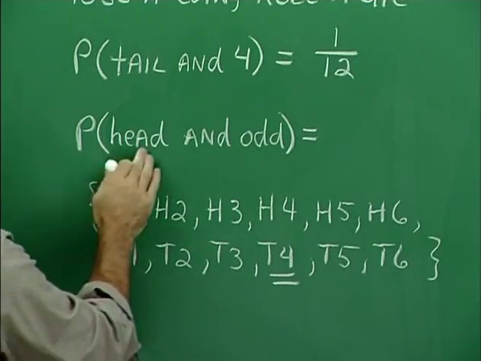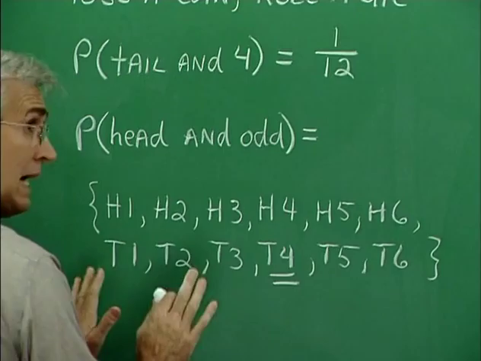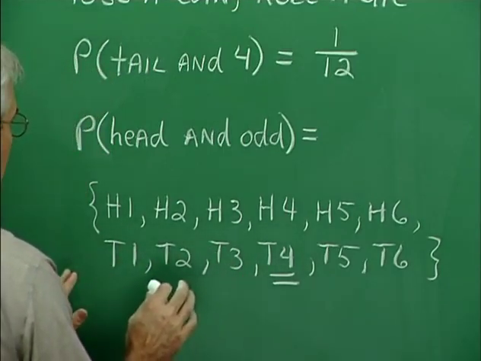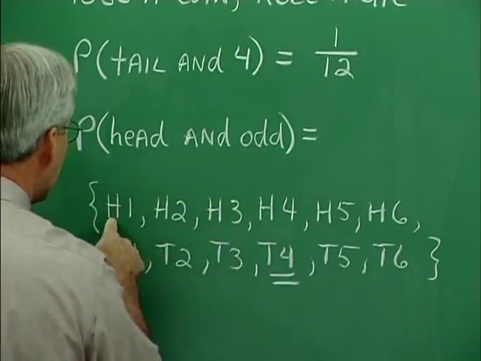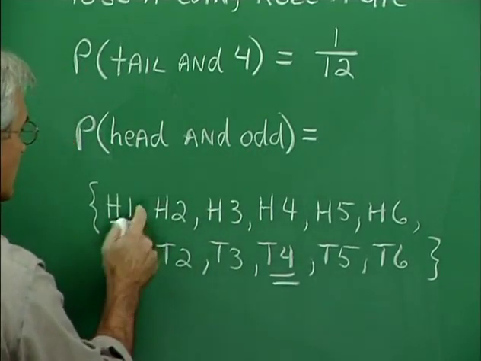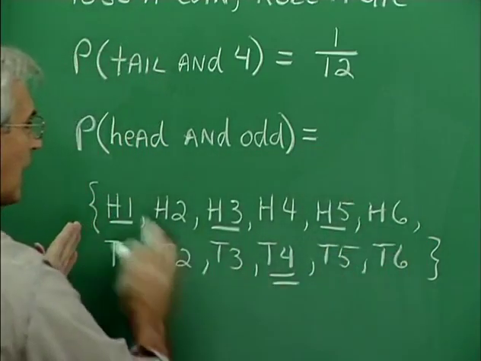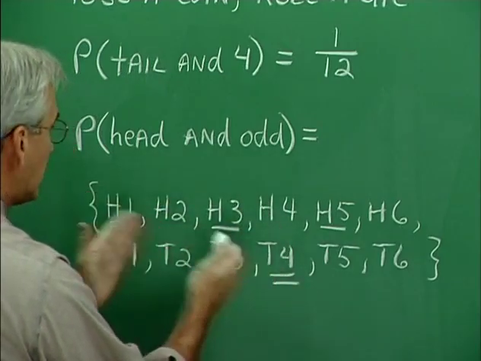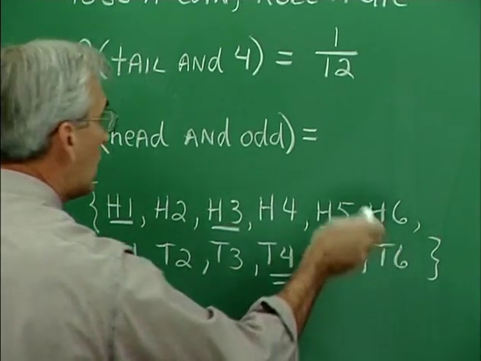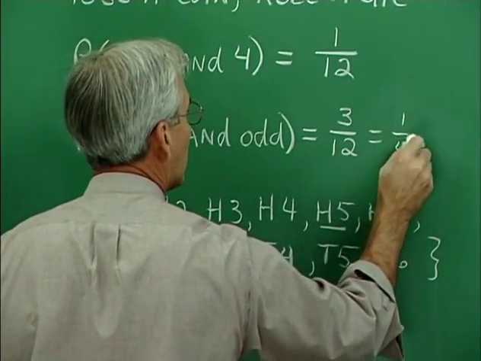Now the probability of head and odd. Head and odd. Well, now it's really handy to look at the sample space because we can easily identify head and odd. Head with 1, that's an odd number. You see the 1 is an odd number. Head with 3, head with 5. And those are the only items in the sample space that are head and odd. 1, 2, 3 out of 12. 3 over 12 we reduce to 1/4.